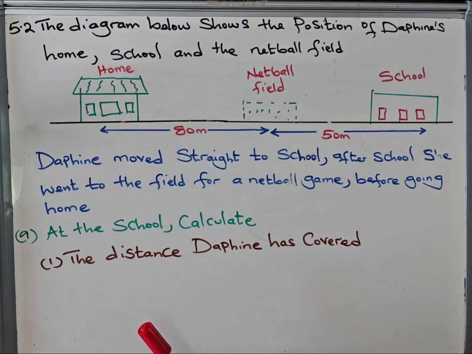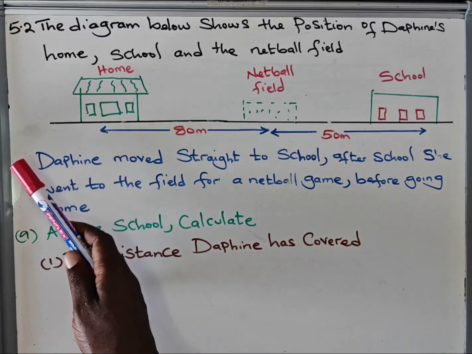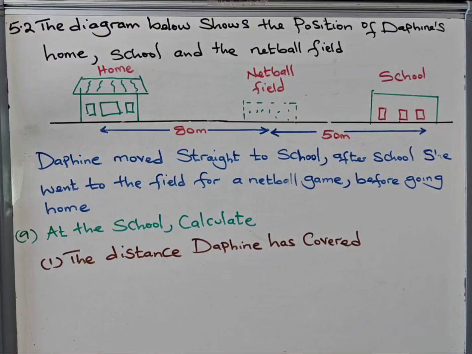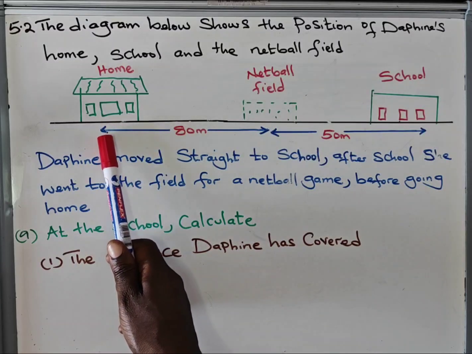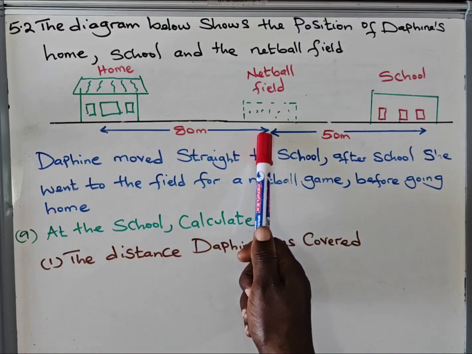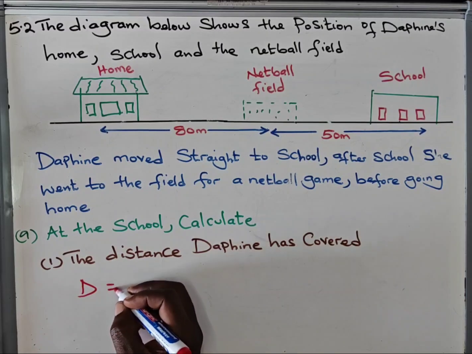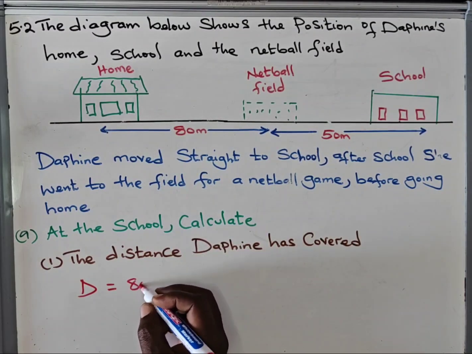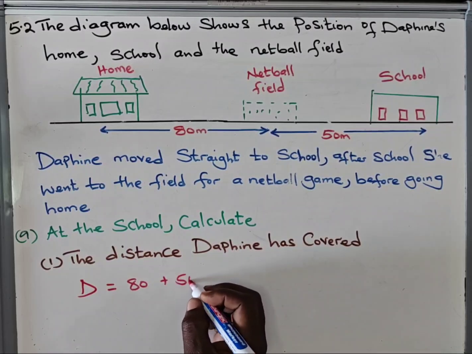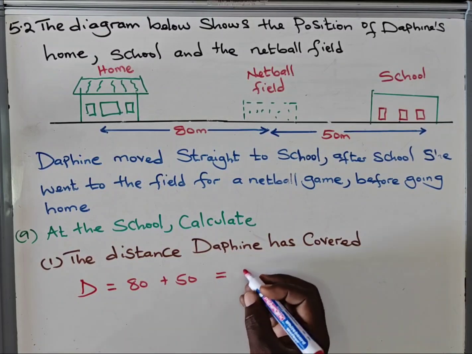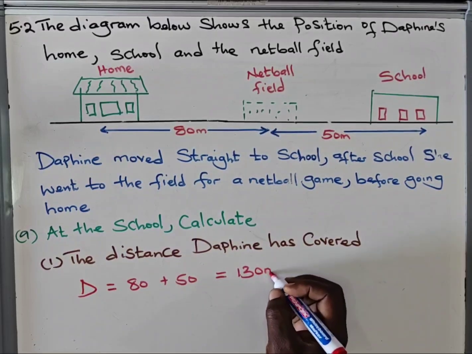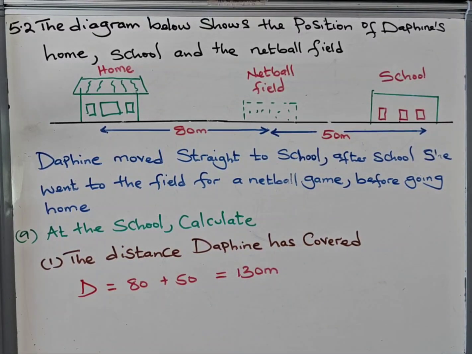So this is what we are having. They said Daphne moved straight to school. So what is the distance covered by Daphne? This is the map. She moved past the field and then reached the school. So what is that distance? The distance is going to be 80 plus 50, giving you 130 meters. That's the distance Daphne covered.